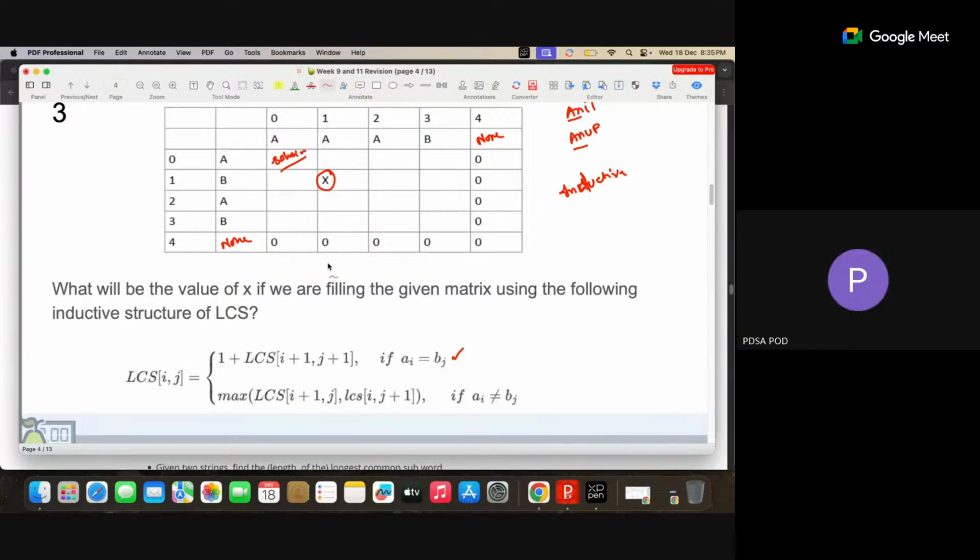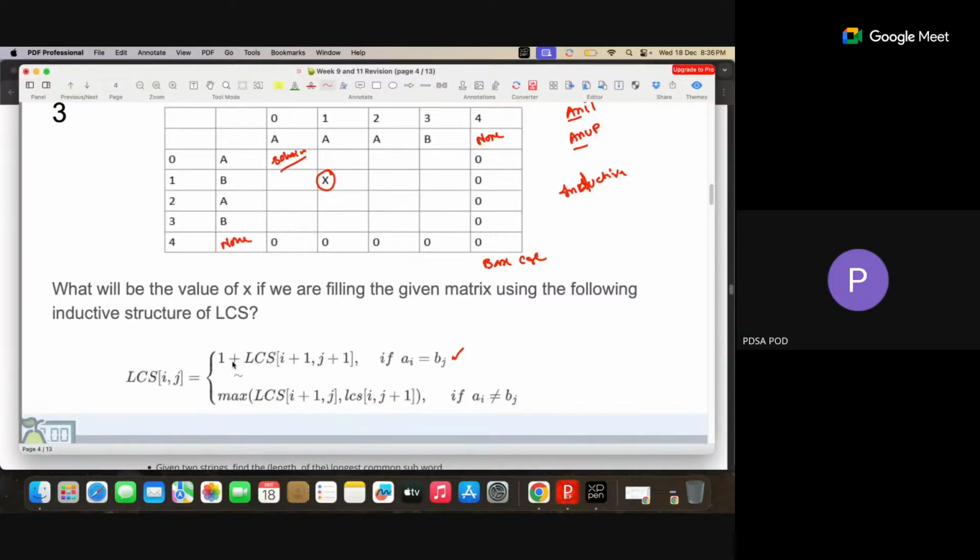Similarly, A and B do not match any of these characters. This none is being matched with this A, this B, this A, and this B. So they fill these particular zeros as the base case, because none never matches another none character, since none means nothing, a null value. So for the base case, we fill everything with zeros.